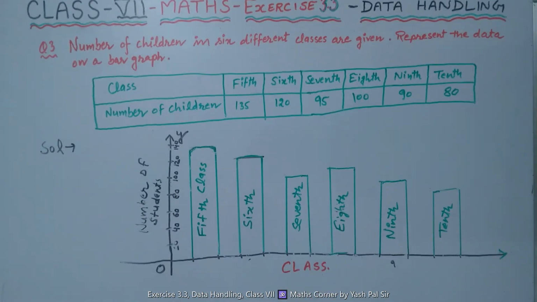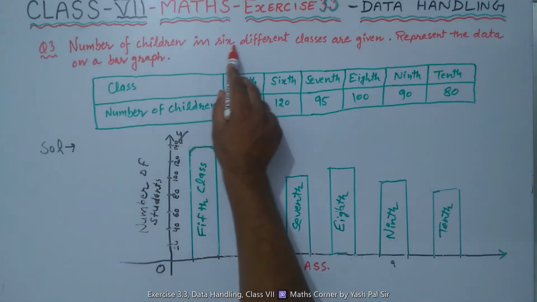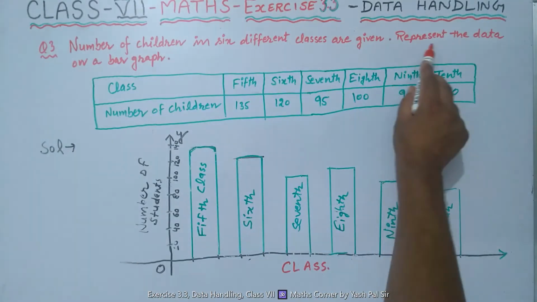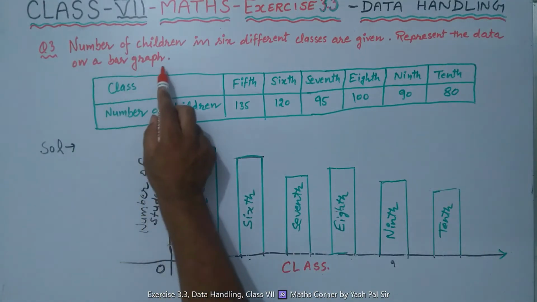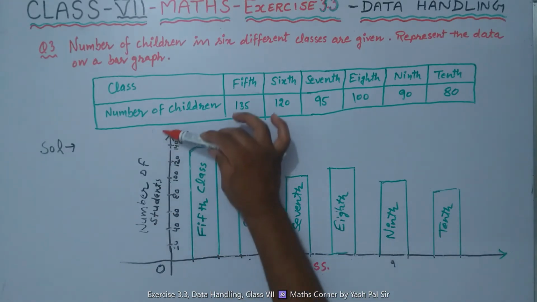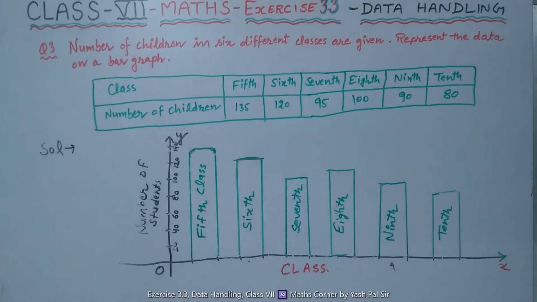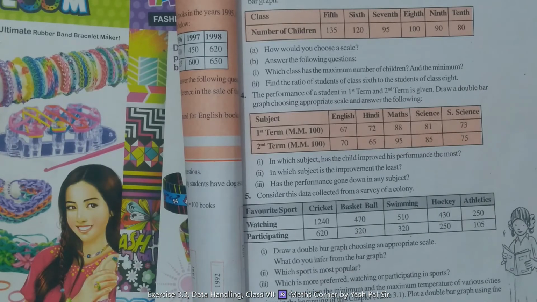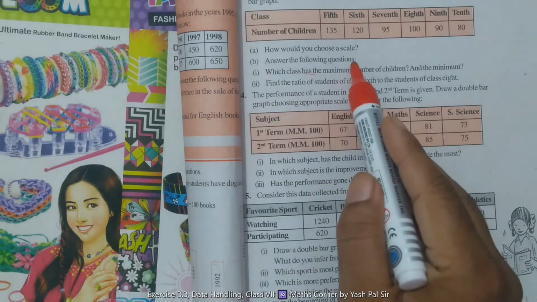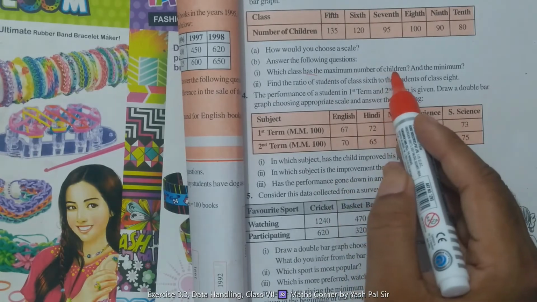Okay, in our question, what was the question? Number of children in 6 different classes are given, represent the data on a bar graph. So this way, this is the bar graph. Number of students are represented here on y-axis, classes are given on x-axis. Okay, what is the next part of the question? Next part is answer the following questions. Number 1, which class has maximum number of children?